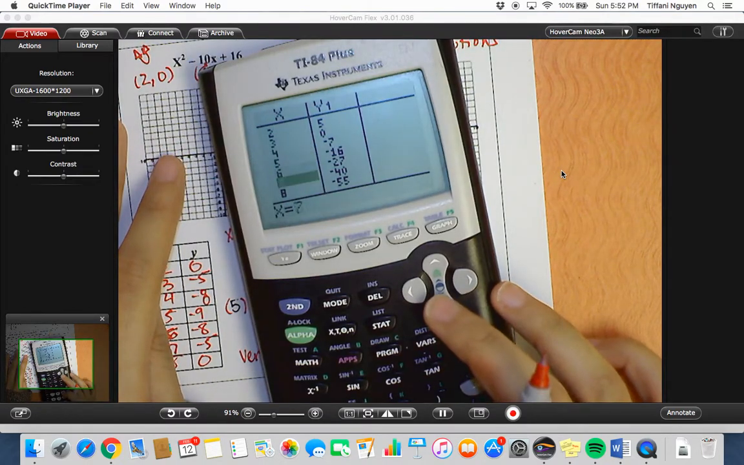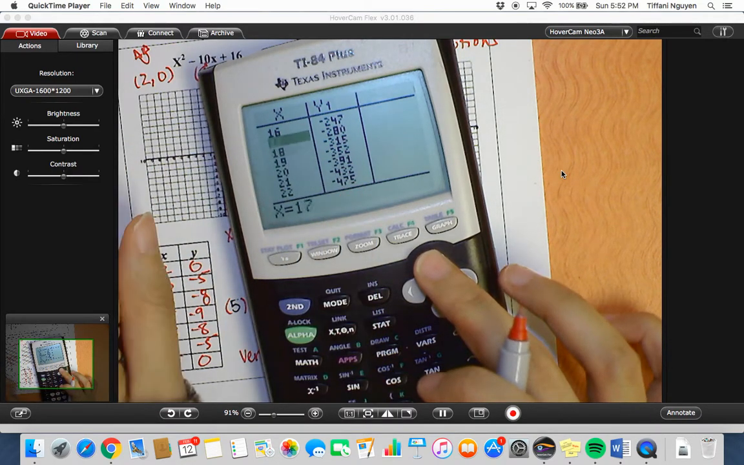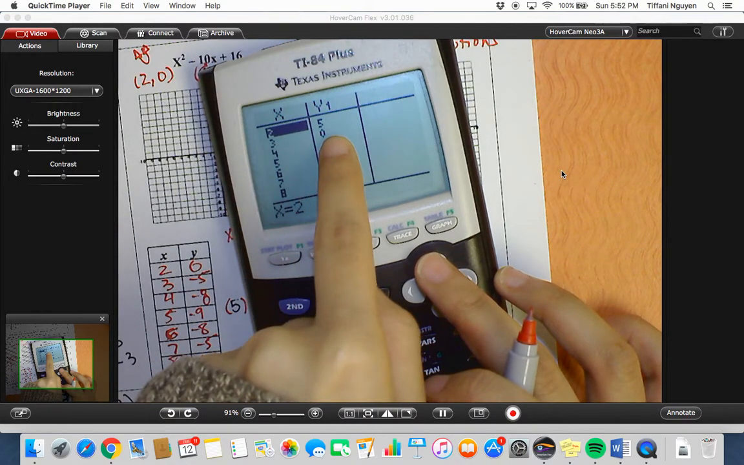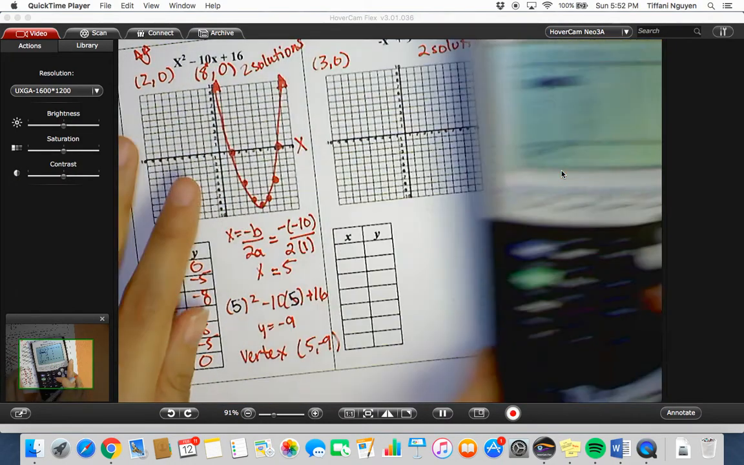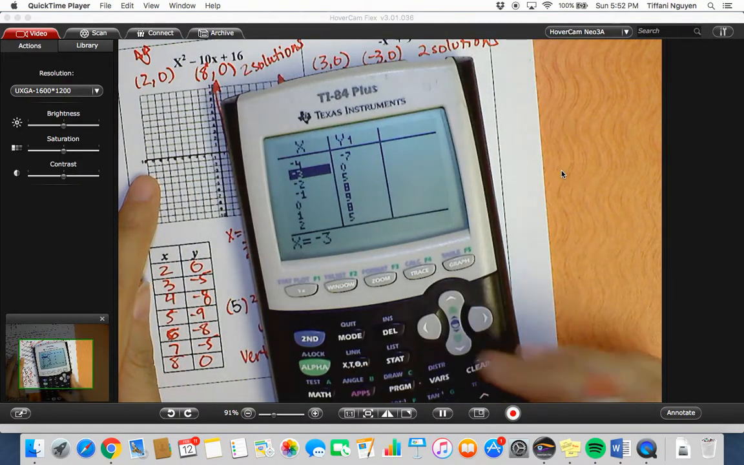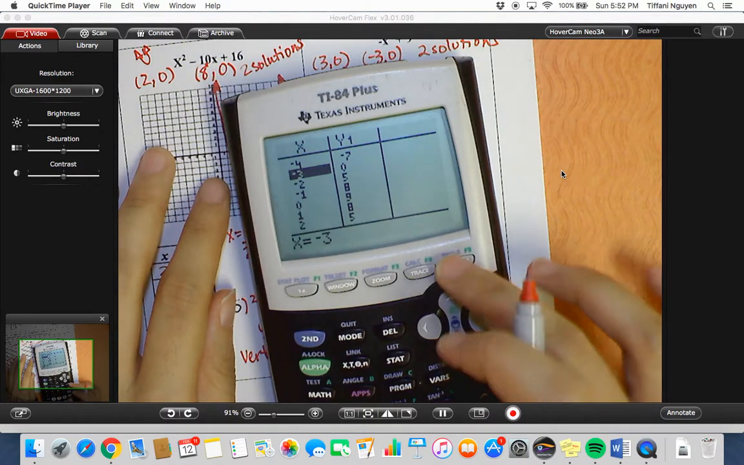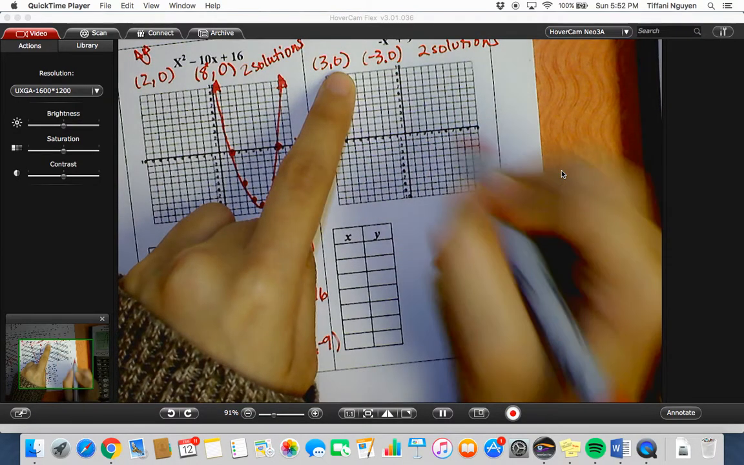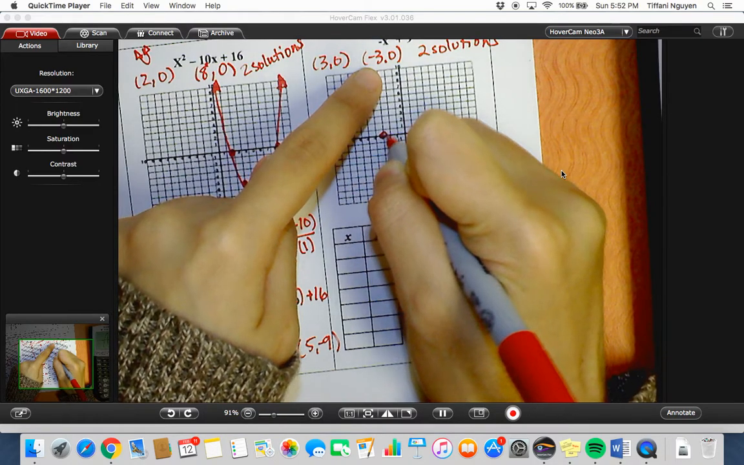Let's move this down. Do I have another one? No, if I keep going down, it keeps getting bigger. I don't think I'm going to get 0 that way. So here's my first solution where y equals 0. I'm going to go up a little bit. Here's my other solution, negative 3, 0. Again, please slow this down if I'm moving too fast with the calculator. I'm going to go back to my graph. Here are my 2 roots, 3, 0, and negative 3, 0.